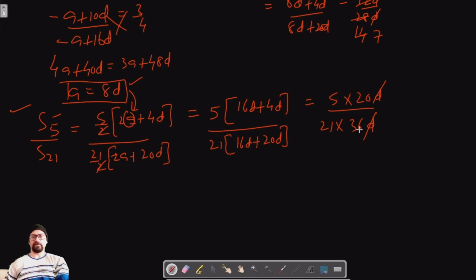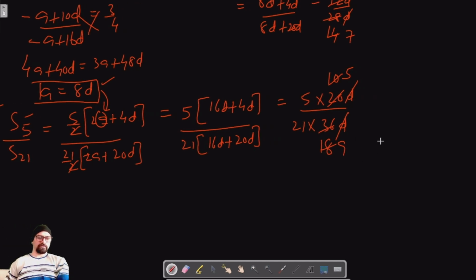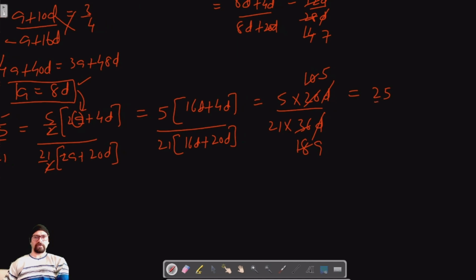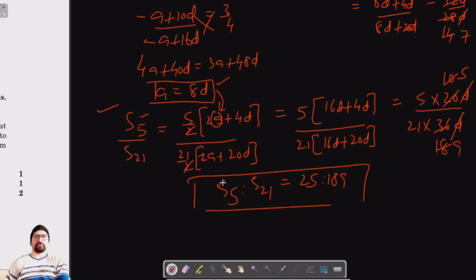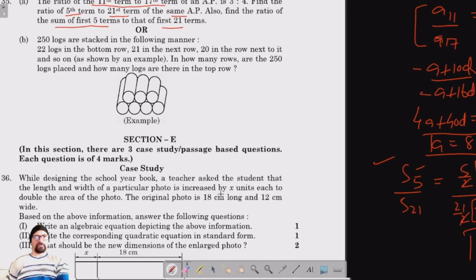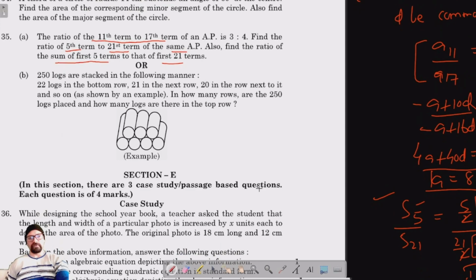d and d get cancelled. So this is 5 twos are 10, 20, and 18, 5 and 9. Now this is 25 over 9 into 9, and the ratio is 25 is to 189. So the ratio of the sum of the first 5 terms to the sum of the first 21 terms is 25 is to 189. This is our answer. And now let's move on to the B part.